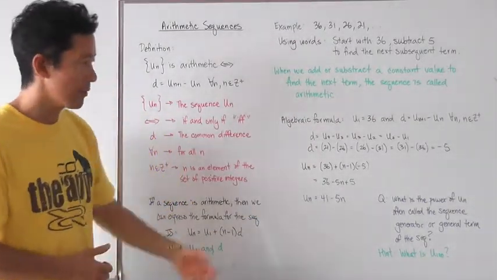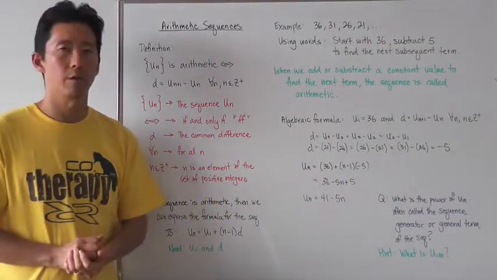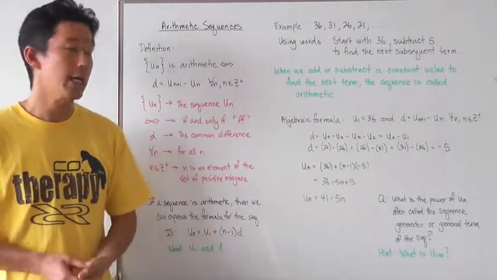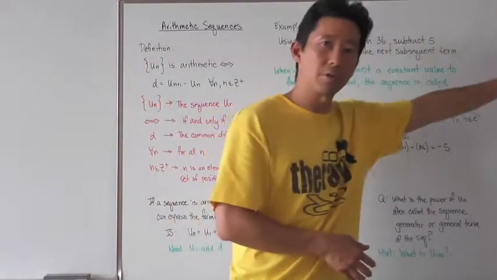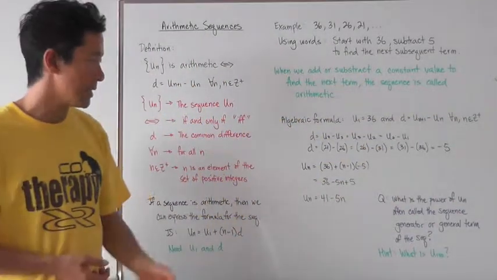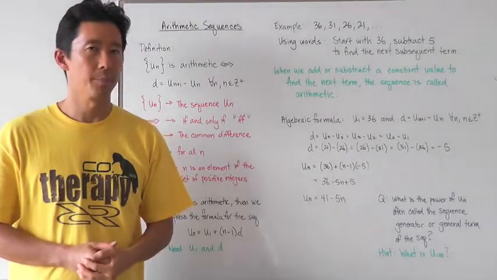Now, what is the power of that? Well, here's a hint. If we wanted to find u sub 100, how would we do that if we didn't have the formula? Then I would have to go 100 terms over here. But now that I have the sequence generator, finding u sub 100 should be very straightforward.